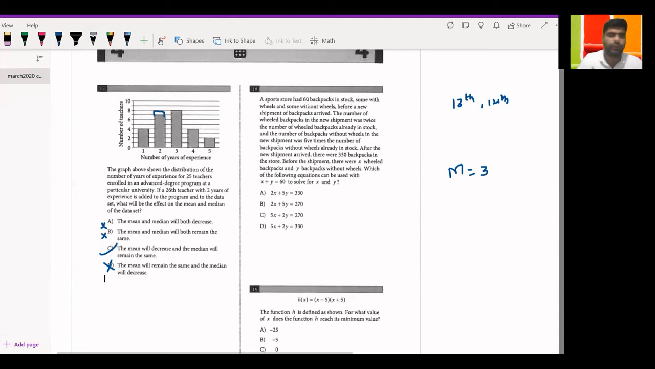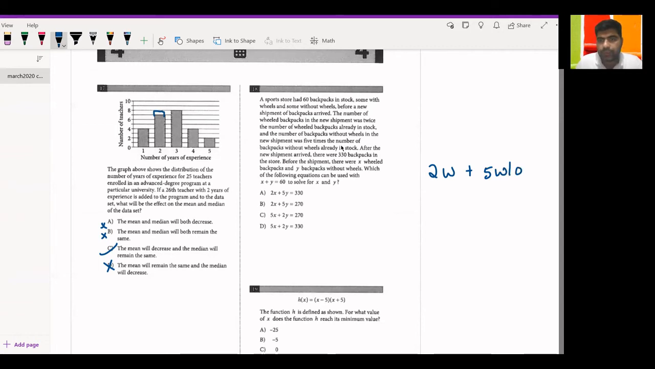60 backpacks in stores. Okay. Some with wheels, some without wheels. Before a new shipment arrives. Okay, number of wheeled backpacks were twice in the new shipment. Then there were already in the stock a number of backpacks without wheels. So without wheels, I'll say O. 5 times. So 5 times were without.